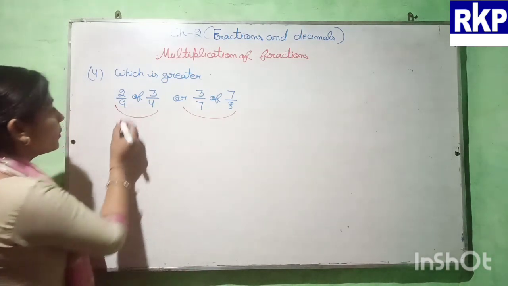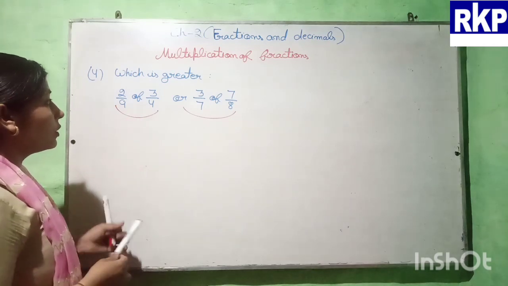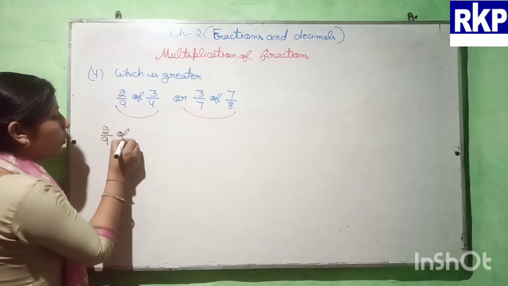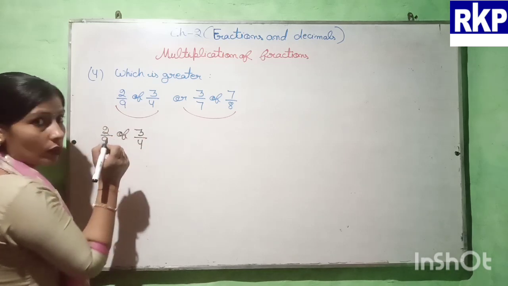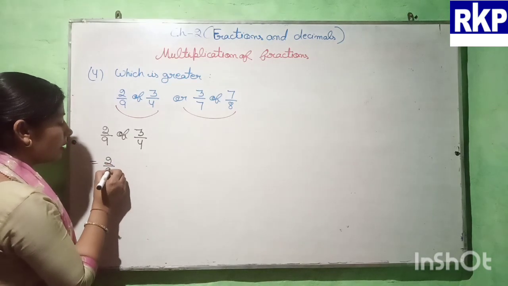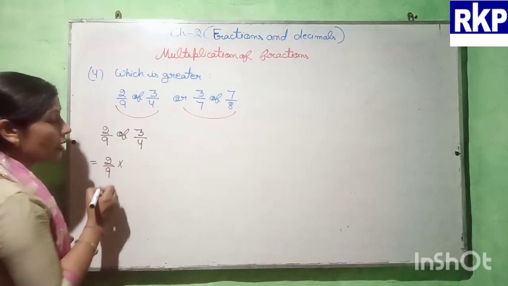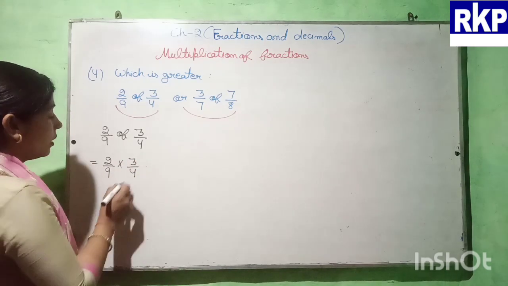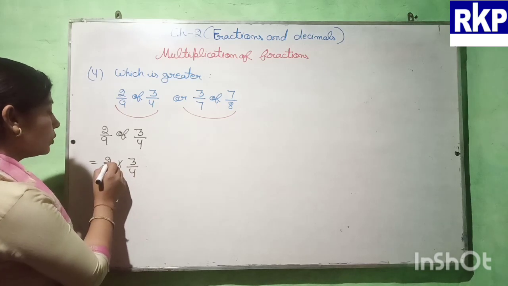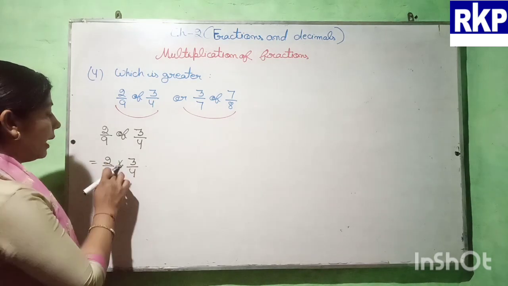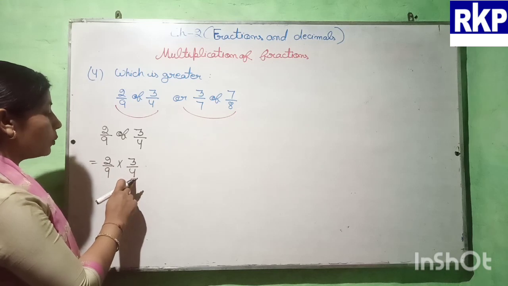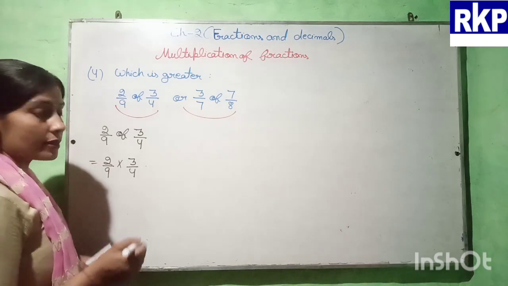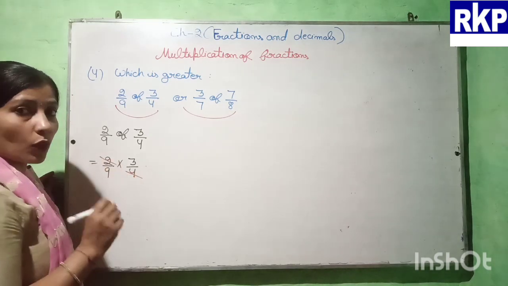Okay, so here, beta, 2 by 9 of 3 by 4 is given. So first we have to solve it. 2 by 9 of 3 by 4. Okay, so here 2 by 9, and here we will put the sign of multiplication, and here 3 by 4. So here 2 as numerator, and here 4 as denominator, and here 9. So can we cancel 2 and 4? Yes, because both are having the same common factor.